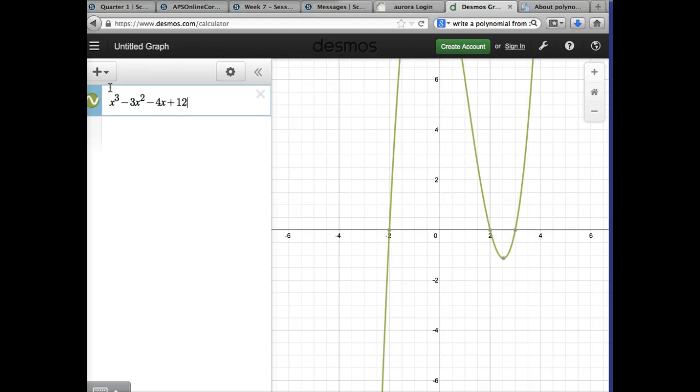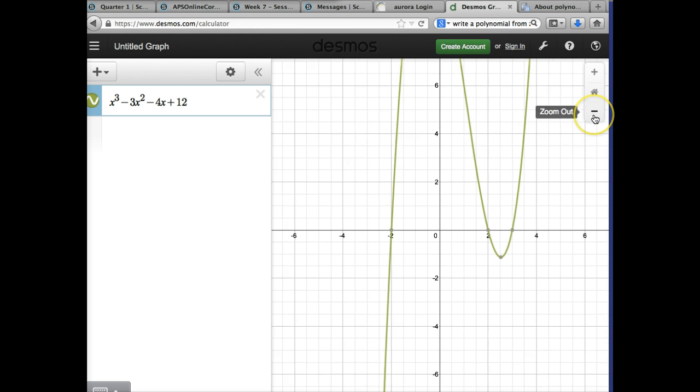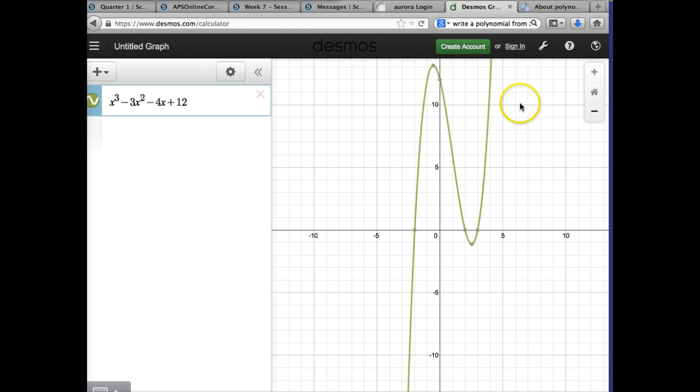So now we can see our cubic function here, and you can tell it's a cubic because our ends go in different directions. Remember, if we stretch out our ends, it looks almost like a line. This is a positive function. It has two turning points, and we can actually zoom out if we want to see that more clearly. The turning point up here, which is our max, and a turning point down here, which is our minimum.